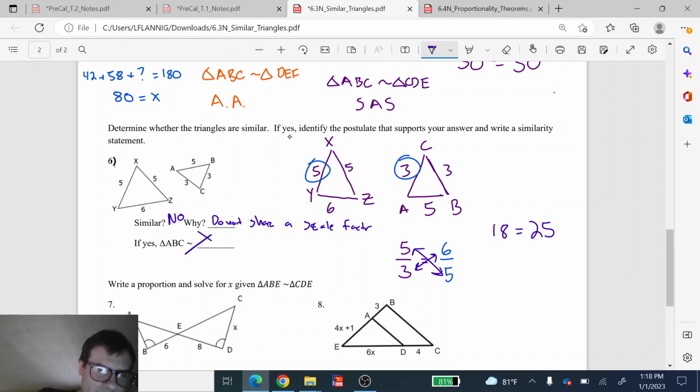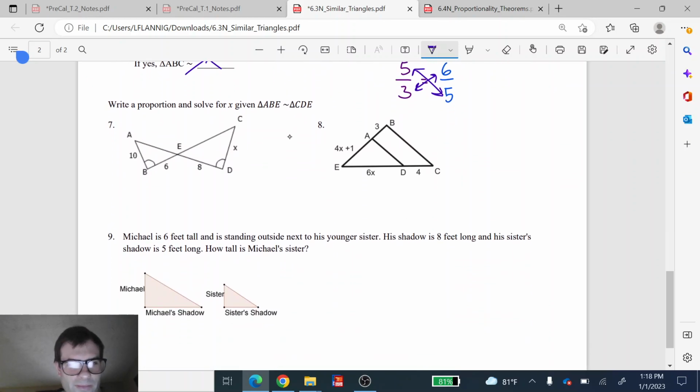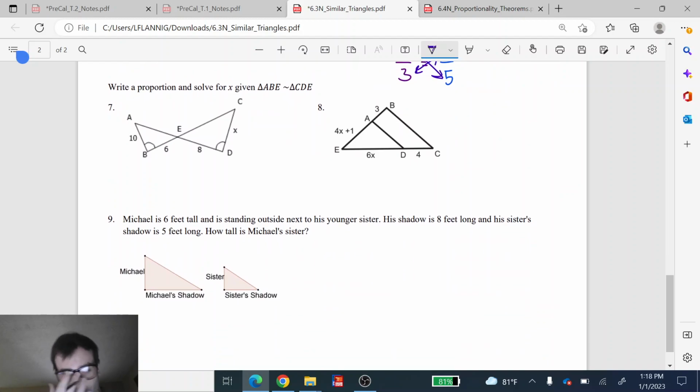And if yes, nothing, because they're not yes. Couple more problems. We're going to write down the proportion and figure this out. So again, we're just doing proportions here. We know that these angles are the same, this one and this one. But what we have to do is first find the scale factor.